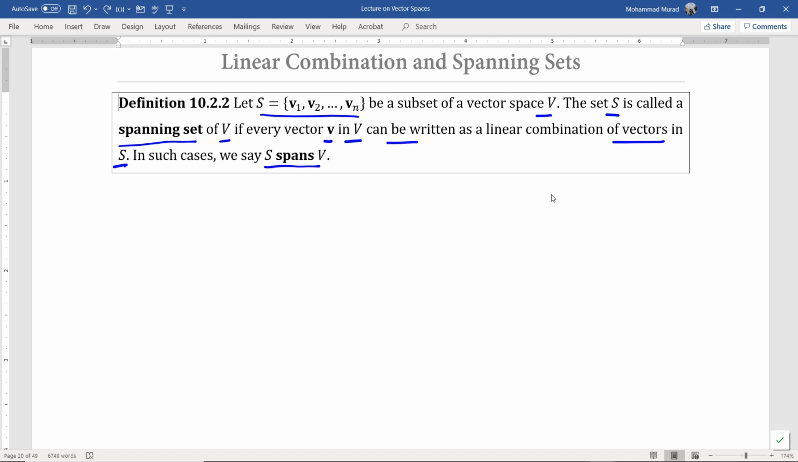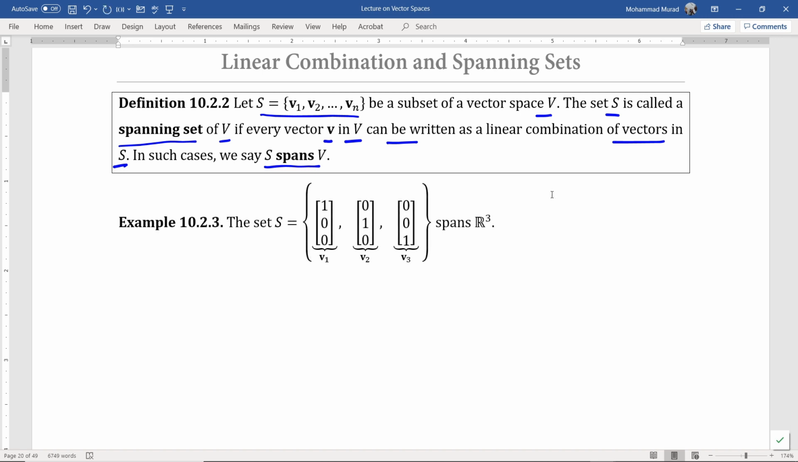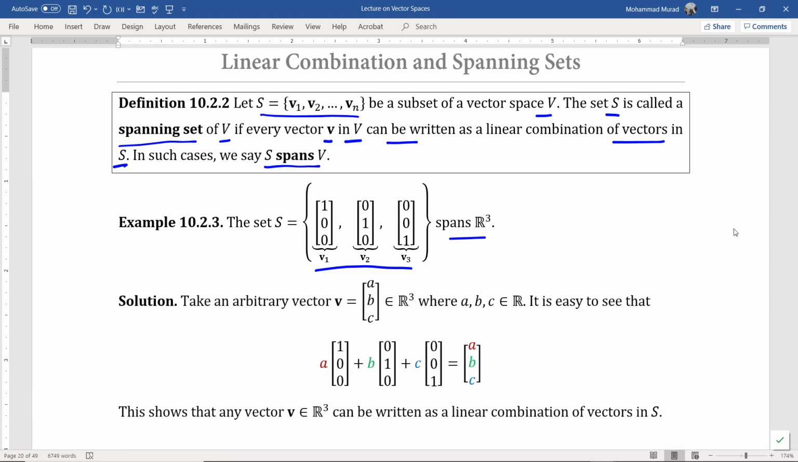Let's have a look at an example. We want to show the set of these three vectors spans the vector space R3. To show that, we take an arbitrary vector v with components a, b, c from the vector space R3, where a, b, and c are real numbers.